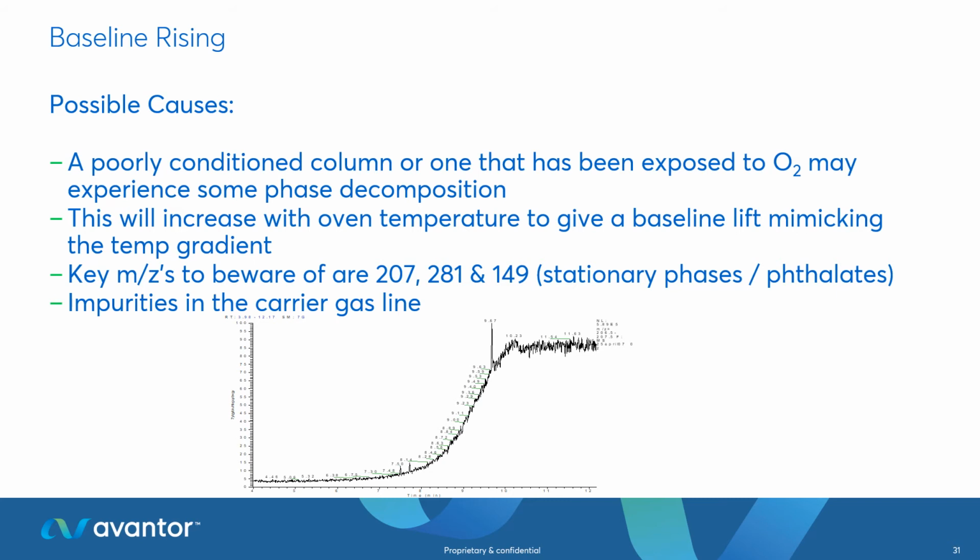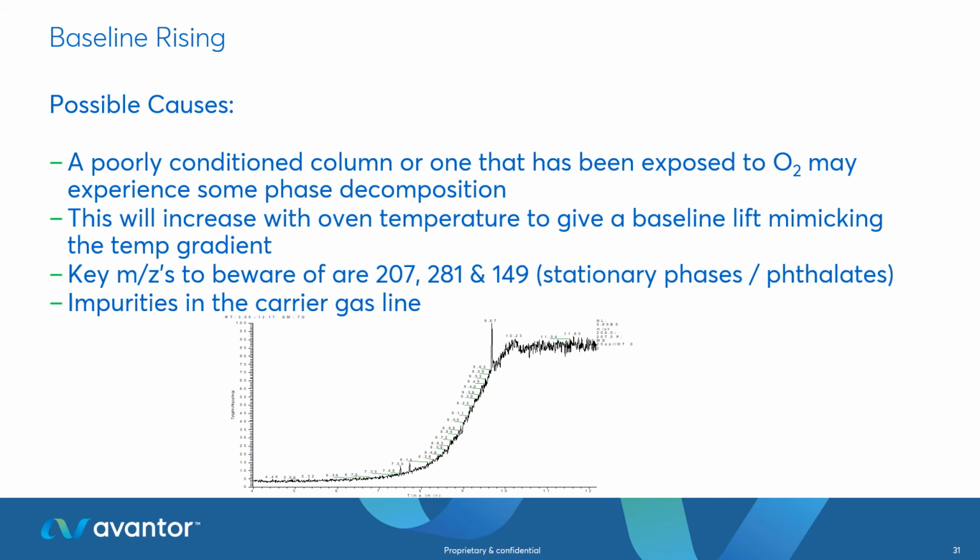As well as a variable baseline response, what is commonly seen in gas chromatography is a rising baseline, a typical sort of S-shaped curve. This can get enhanced and consequently can impact the analysis. So in this scenario, the possible causes could be a poorly conditioned column or one that's been exposed to an excessive amount of oxygen, and this can result then in a degree of phase decomposition that causes, as the temperature rises, the baseline detector response to increase.